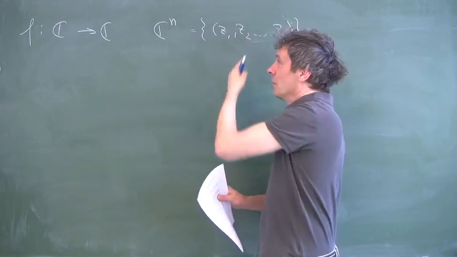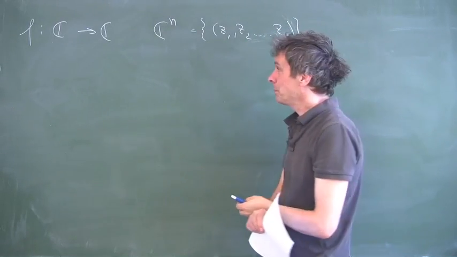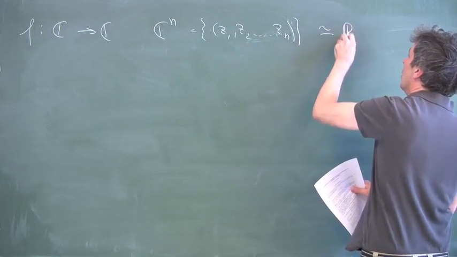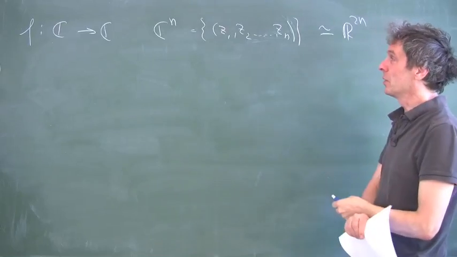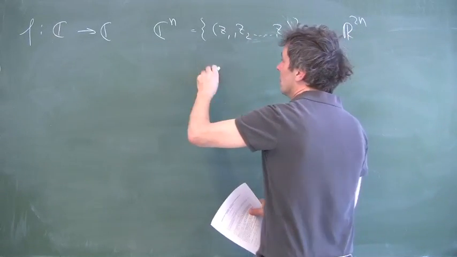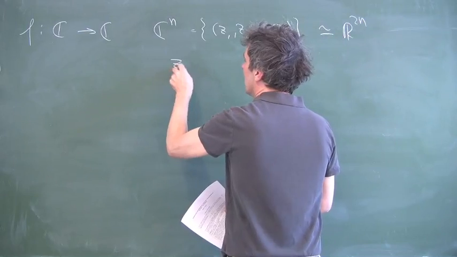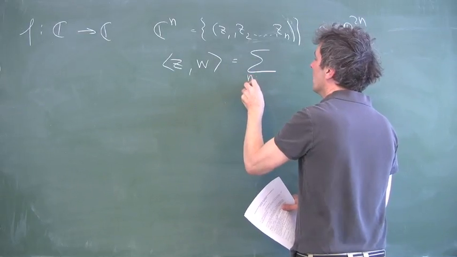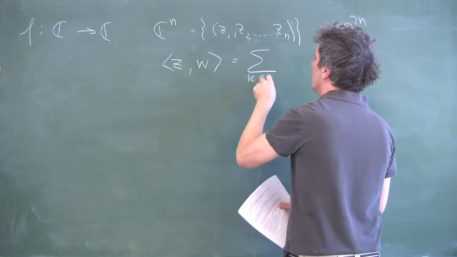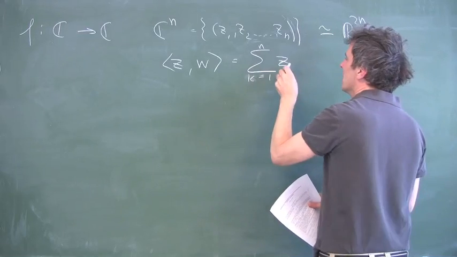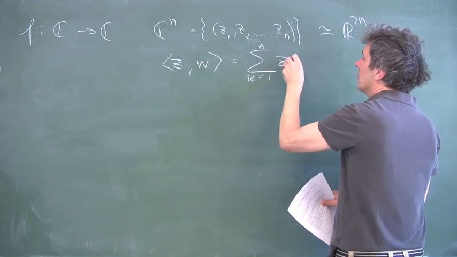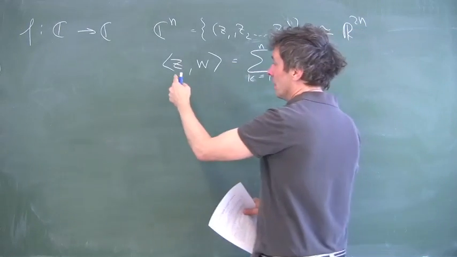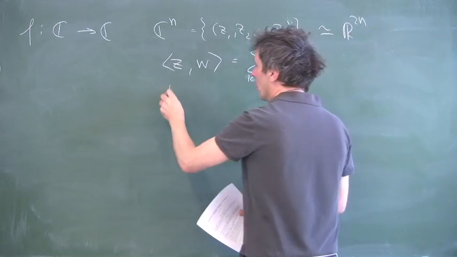And this is a vector space in a very natural way. And actually it's isomorphic to R2n as a real vector space. And you have a scalar product here. You can take the scalar product of two such n-tuples just by summing zk times wk conjugate. And then, of course, this will also give you a norm of such a vector.